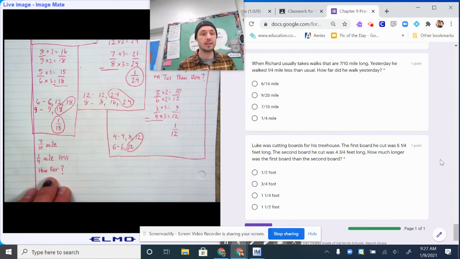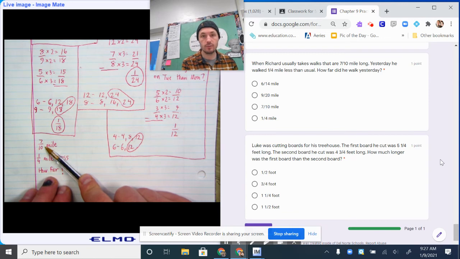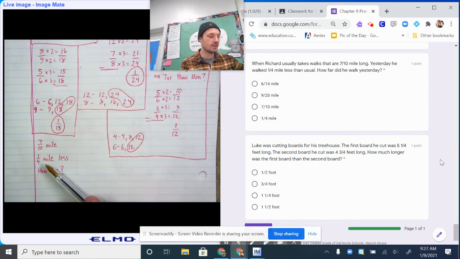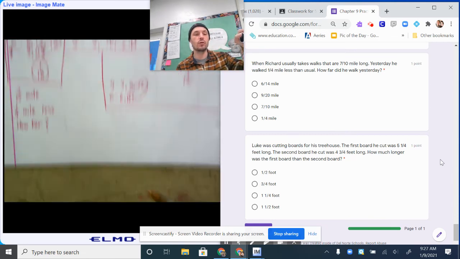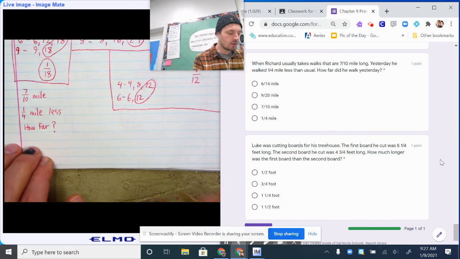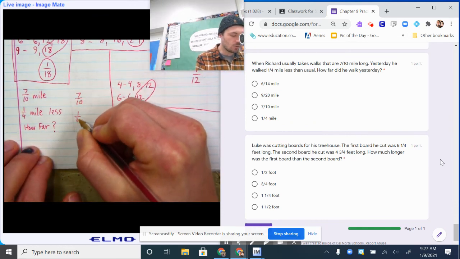So again, it's asking us to find the difference between this fraction and this fraction, because he walked 1/4 less yesterday than what he normally walks, which is 7/10 of a mile. So how much less is 1/4 than 7/10? That's the same thing as asking us for the difference between the two fractions. And anytime we have to find the difference, we know we subtract. So we're going to subtract 7/10 minus 1/4.